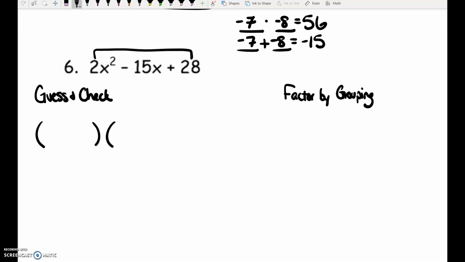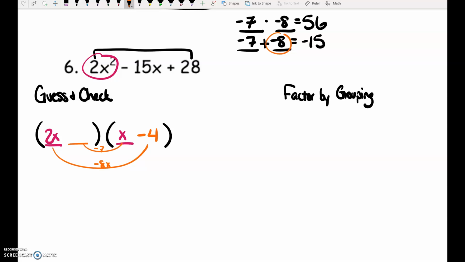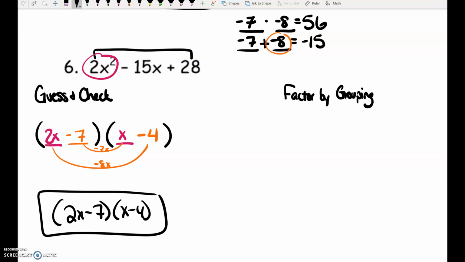So if I'm doing guess and check, this one actually is a nice one for guess and check because there's only one way to get 2x squared. 2x and x. 2x times something, I'm guessing it's going to give me the negative 8x, so that's probably a negative 4, because 2x and negative 4 would give me that negative 8x. X times something needs to give me negative 7x, so that's got to be negative 7. So my final answer is 2x minus 7, x minus 4. Okay, there's my work for a guess and check. Factor by grouping, I would write 2x squared minus 7x minus 8x plus 28.